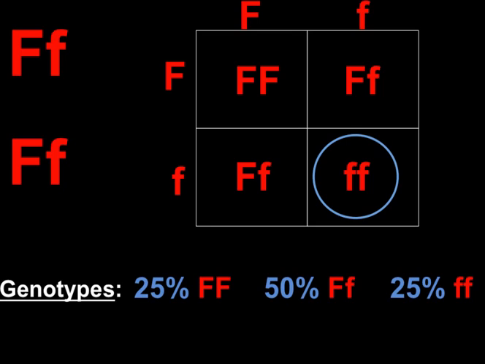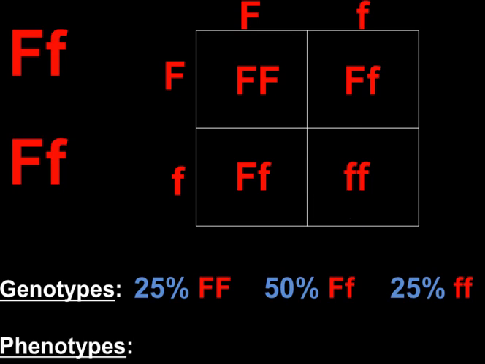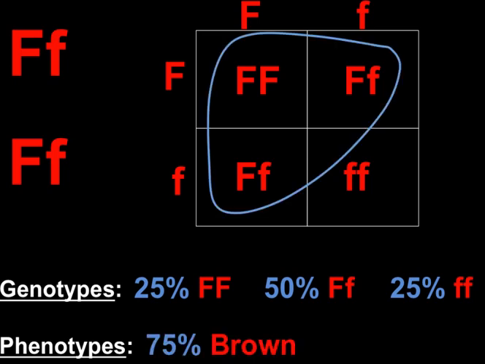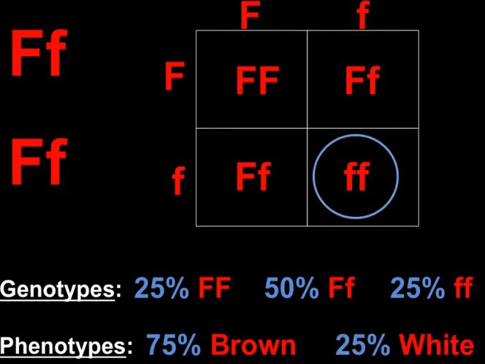So three possible genotypes. However, on the phenotypes, because both homozygous dominant and heterozygous are the same phenotype, I'm going to end up with 75% brown and 25% white. And that is how you do a basic Punnett square.